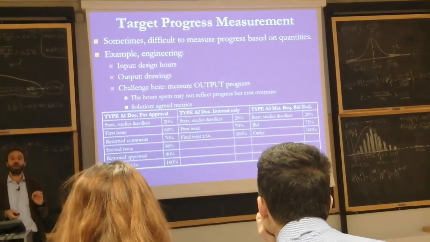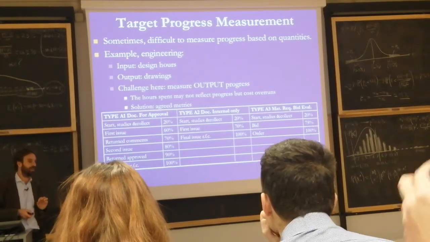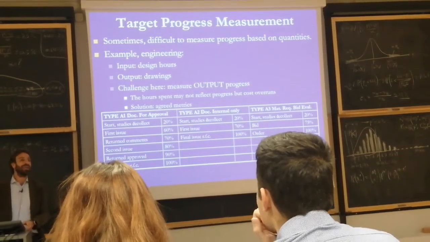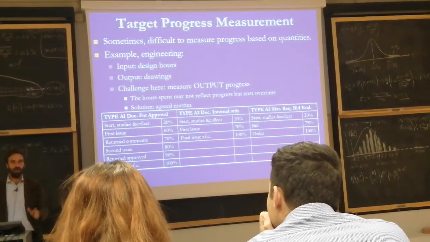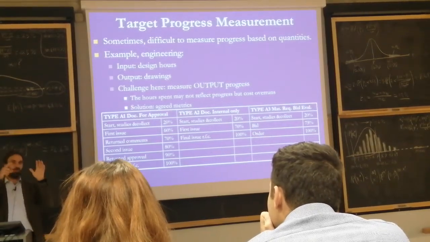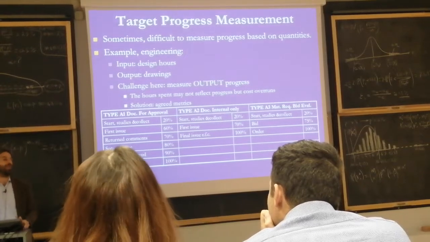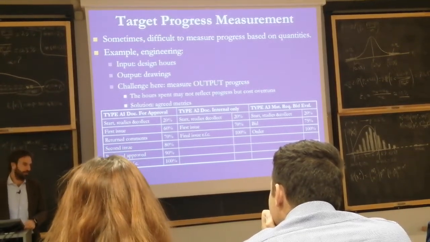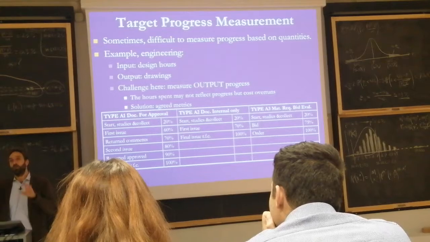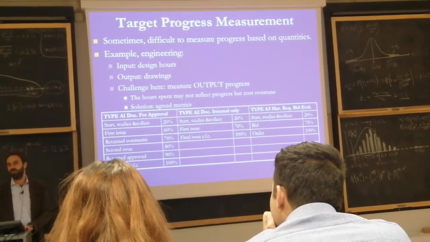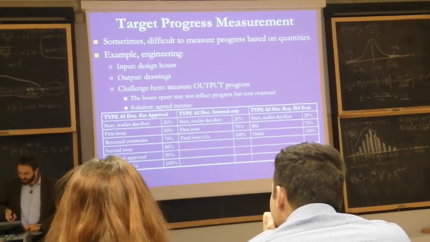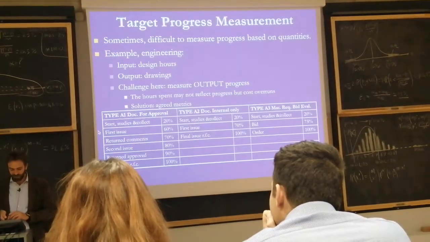Saipem is a large engineering contracting company, part of the Eni group of companies, and Saipem designs and builds large oil and gas plants all around the world. They use this conventional way of measuring progress in engineering. When a document is released to the client the first time, it's 60% complete.